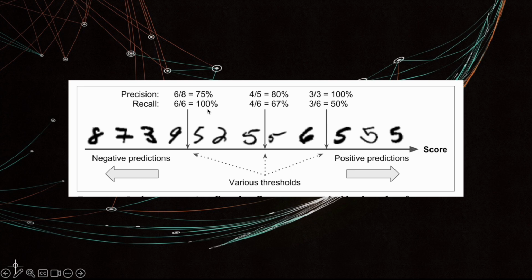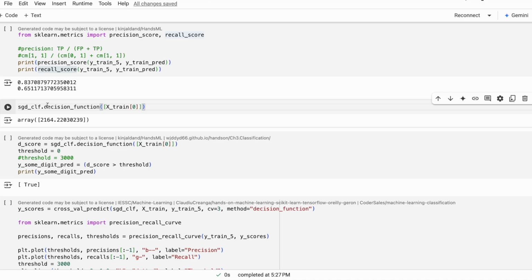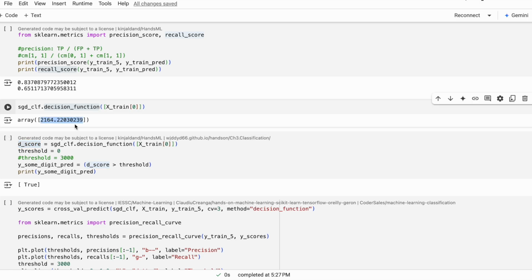Let's get back to the code. The SGD classifier makes its classification decision based on the score calculated by the decision function. If the score is bigger than the threshold, the instance is classified as positive. Otherwise, the instance is classified as negative. We use decision_function to access a score. If you remember, the first training data is a 5. The decision function returns 2164. The SGD classifier uses a threshold equal to 0.